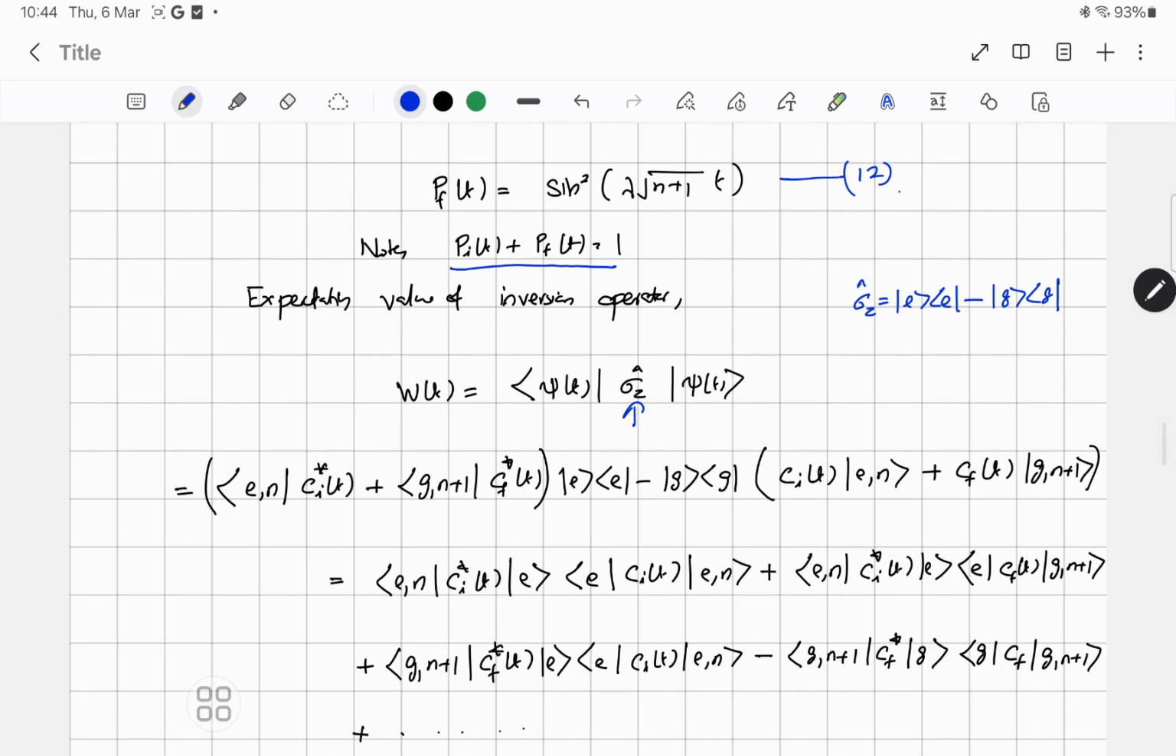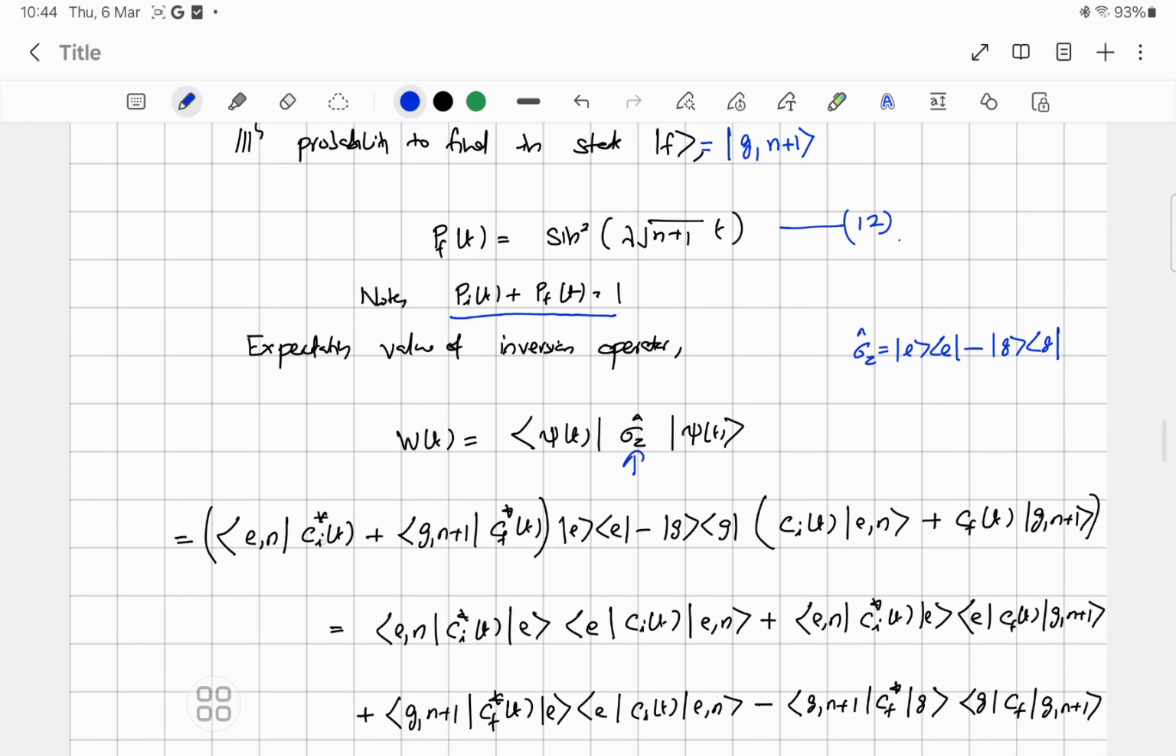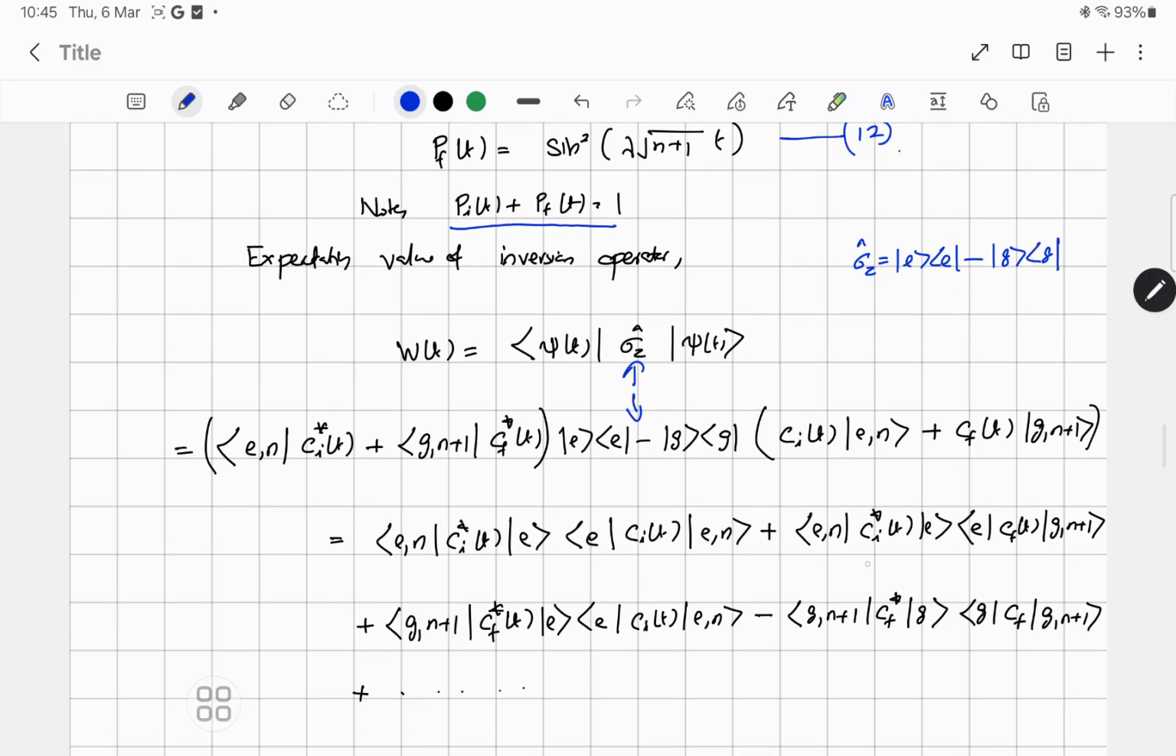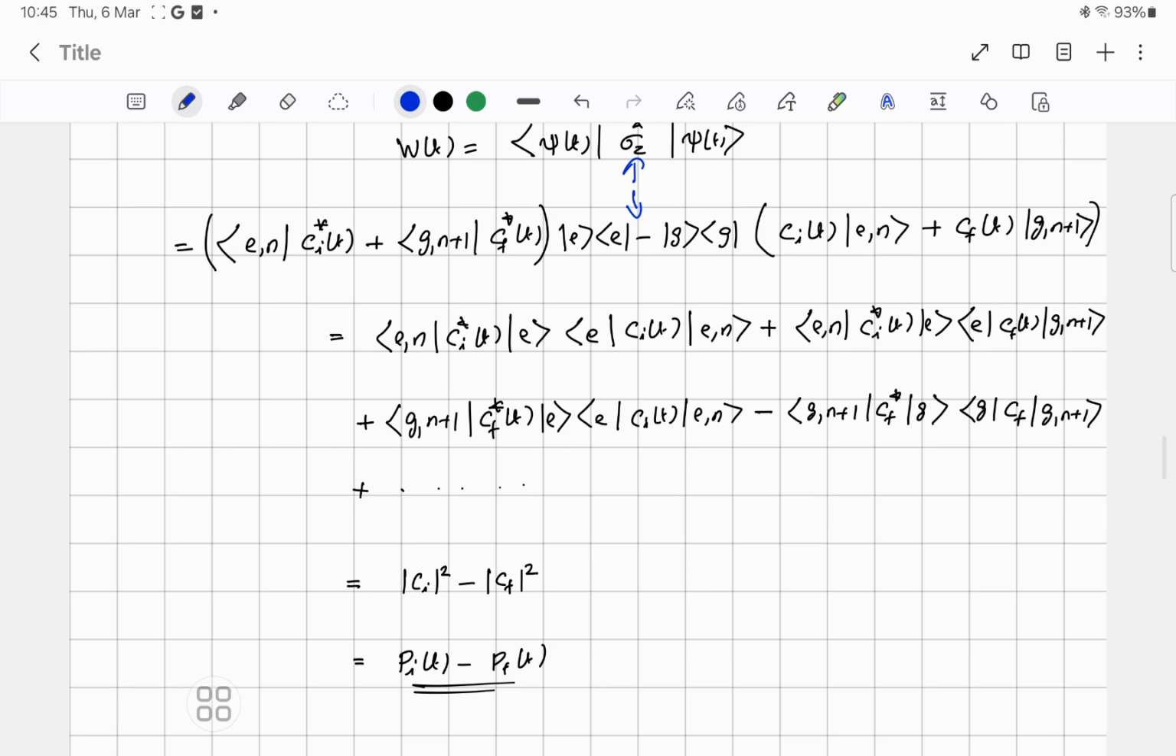I can expand psi of t by using equation number 10. For the time being I have denoted the coefficients as Ci and Cf, but I already know the expression for Ci and Cf. Just substitute the expression for ket psi of t and bra psi of t, and sigma z is nothing but |E><E| minus |G><G|. I am leaving all the calculations to you. Many of the terms would become 0, so finally what you will get is mod Ci square minus mod Cf square.